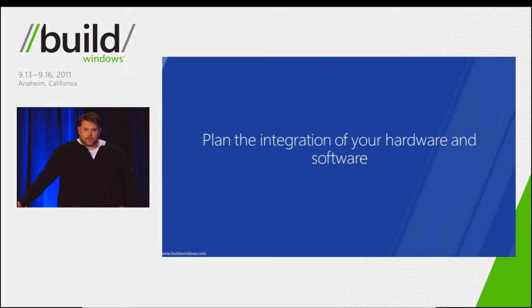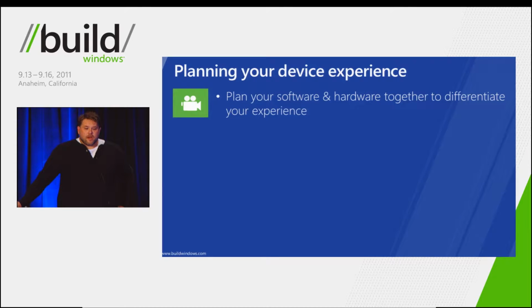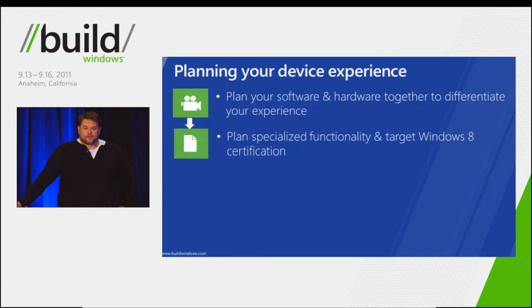First, let's start with planning. Step back when you're thinking about making a device experience and really think hard about how you want it to come together. You need to think about how your software and hardware really are going to work together to differentiate the experience. And think about also what you need in terms of your driver and how that driver will work together with your device to, if it's custom, get certified for Windows 8, because that's one of the requirements that we have here for the Metro-style device apps.